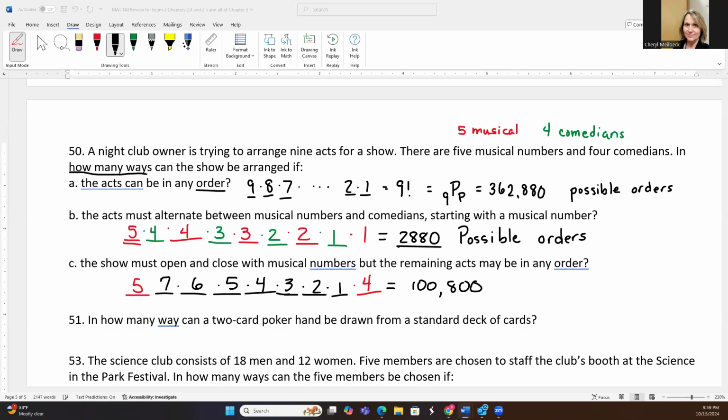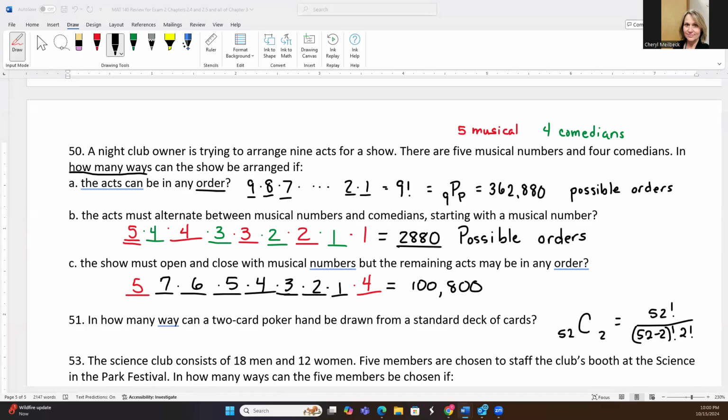Let's go to problem 51. 51 asks, in how many ways can a 2-card poker hand be drawn from a standard deck of cards? Now here, order does not matter. So since order does not matter, in how many ways? There are 52 cards to choose from, and that'll be choose 2, which if we use the formula is 52 factorial divided by 52 minus 2 factorial times 2 factorial. We could do it that way, or we could go over to Desmos and see what we get.